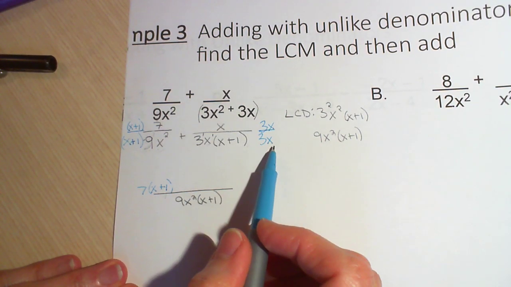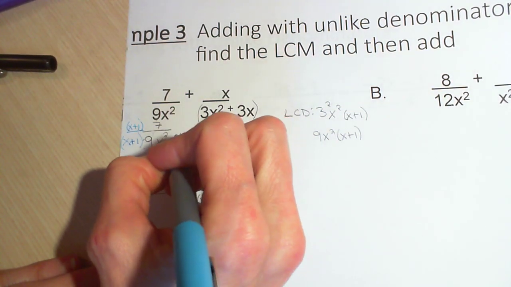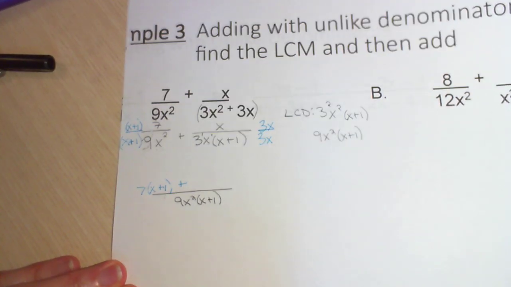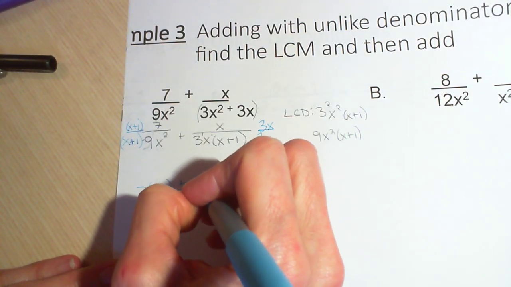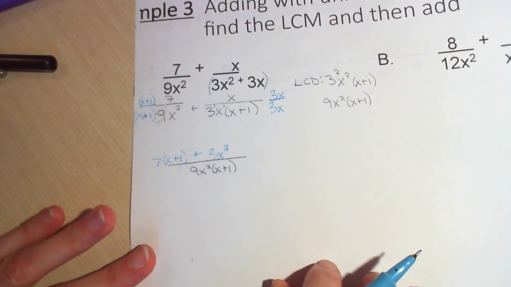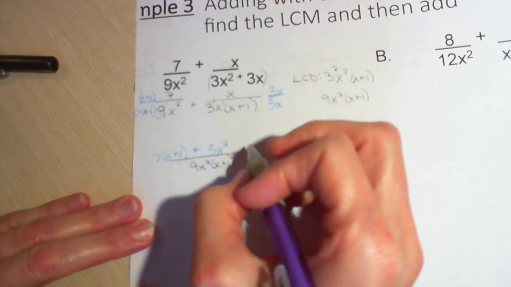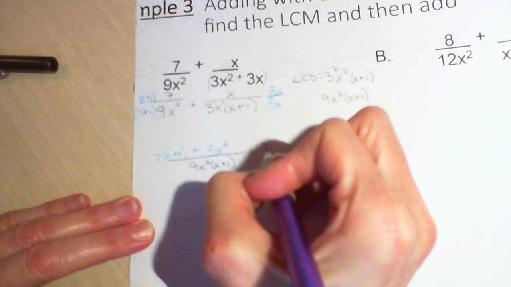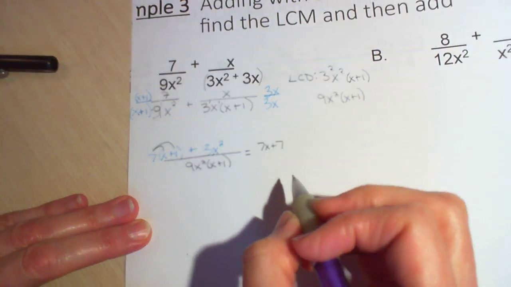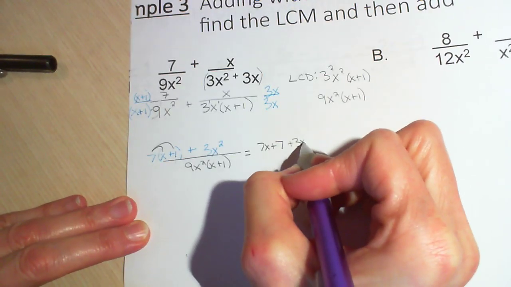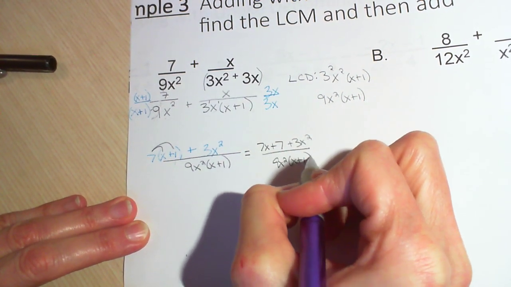So now I have 9x squared, x plus 1 in the denominator, and in the numerator, don't forget this is a plus. We haven't actually done our addition yet. x times 3x would be 3x squared. Okay, now we can actually do our addition. Add our numerators because we have a common denominator. So that would be 7x plus 7. Don't forget to distribute that 7. Plus 3x squared over 9x squared times x plus 1.